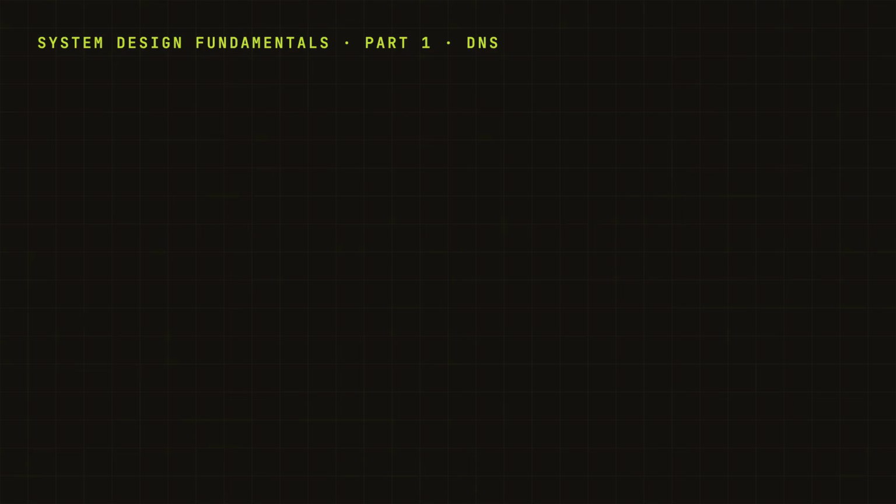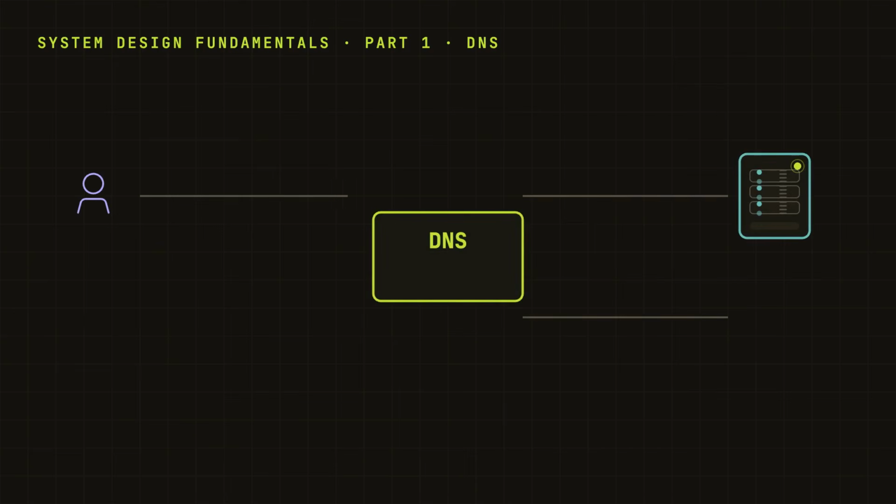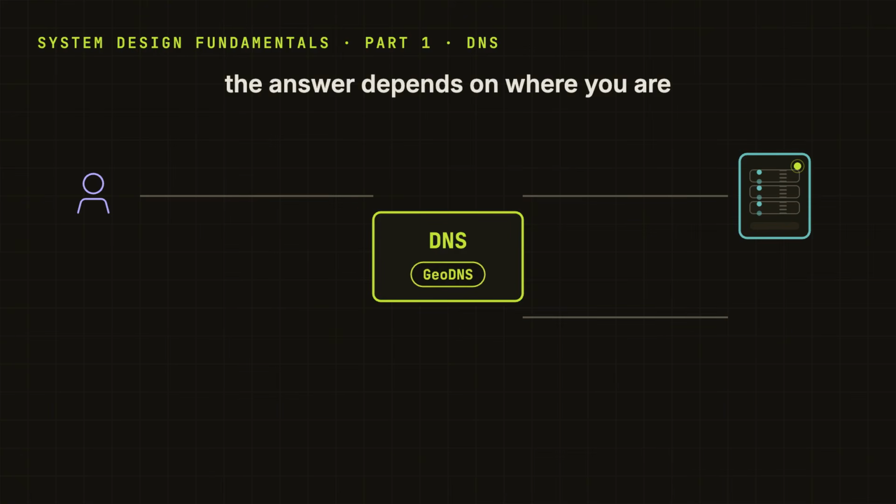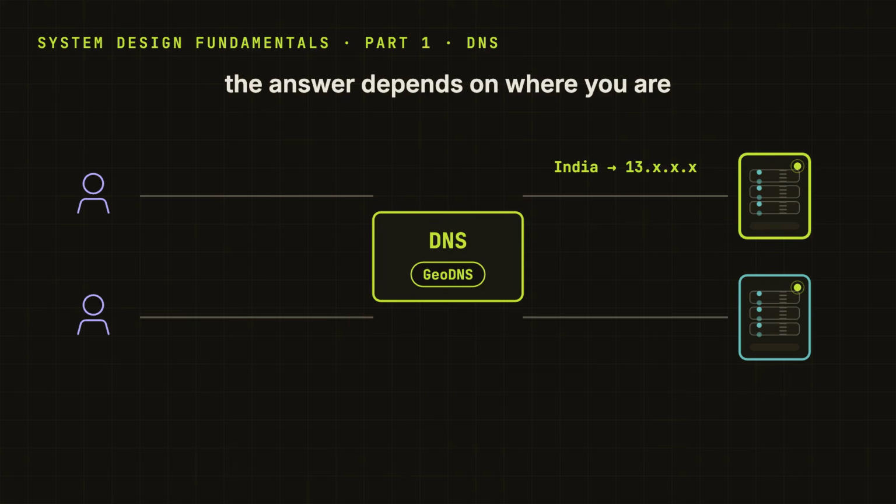Two more things worth knowing because interviews bring them up. One, the answer is not always the same IP. Big websites use something called GeoDNS, which returns a different server depending on where you are in the world. So, a user in India gets a server in India, and a user in the US gets one there. That is actually load balancing happening right at the DNS level.